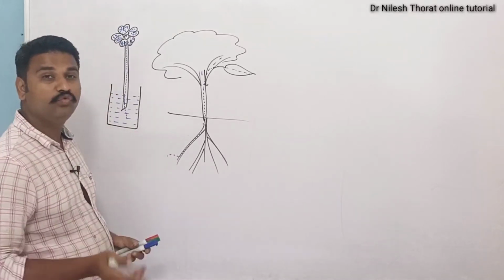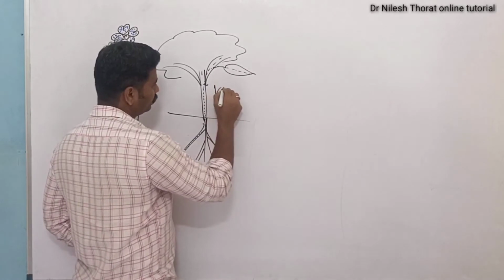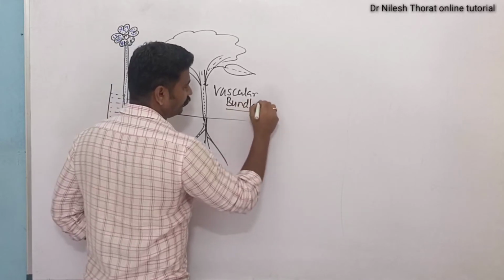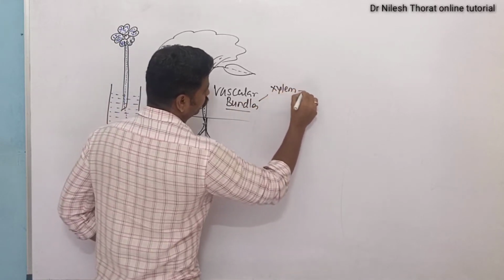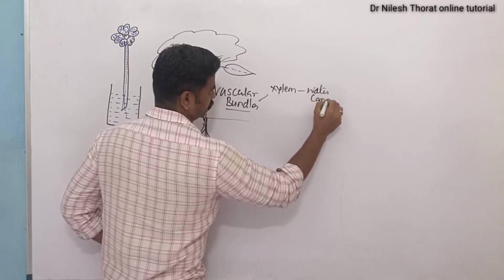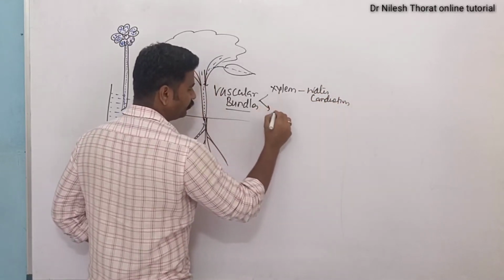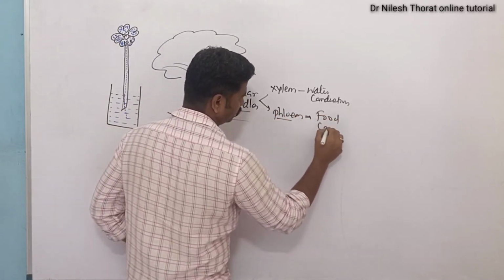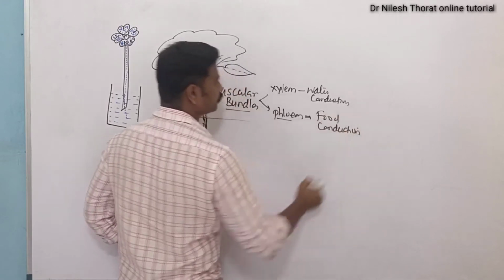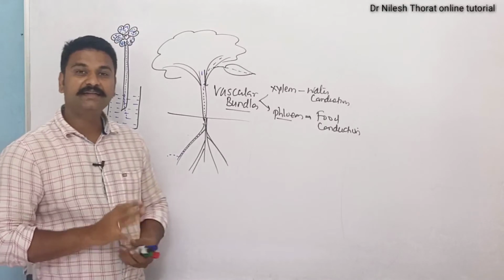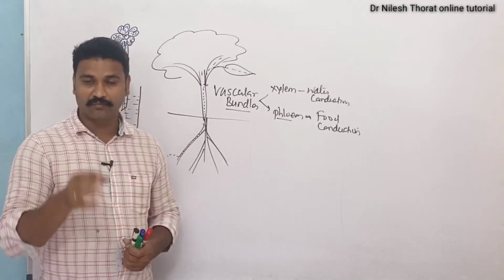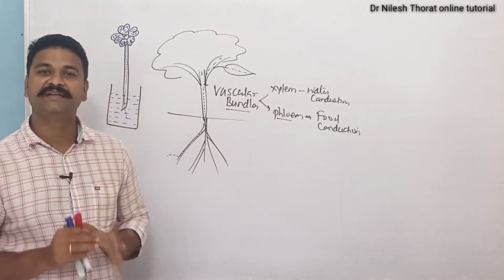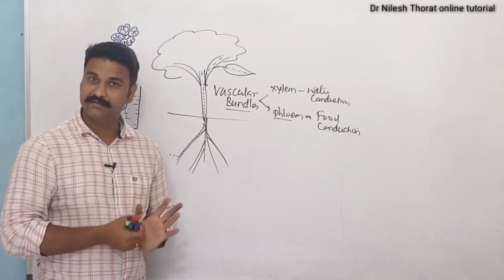In plants we have two different types of vascular bundle. We have xylem for water conduction and phloem for food conduction. Clear? So inside the plant there are two separate pipelines. One pipeline is specially designed to transport water, that is xylem, and the second pipeline is specially designed to transfer food, that is phloem.